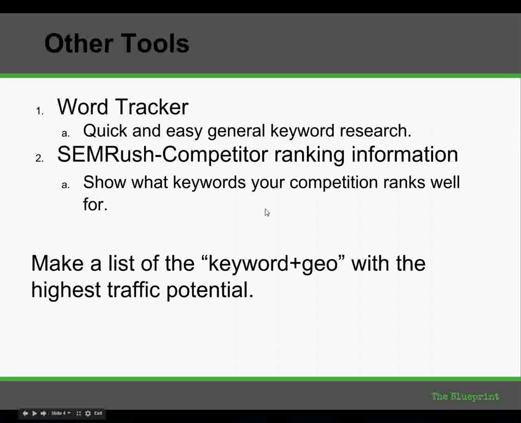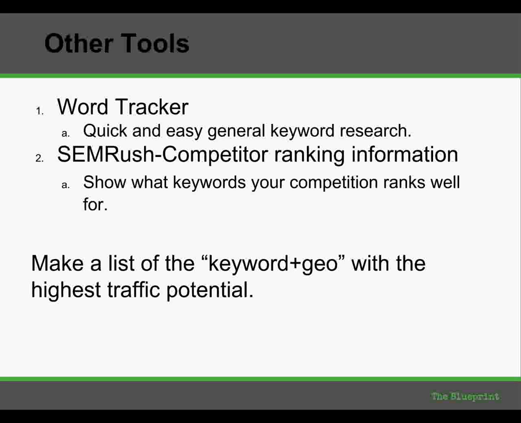So what other tool can you use for keyword research? One of them is one that I like to use. It's pretty general, but you can still try to use it, especially if you live in a larger metro area. It's called WordTracker, wordtracker.com. It's quick, easy. It's nice to use. There's also one called SEMrush, which is competitor ranking information. Shows you keywords competition ranks for as well.